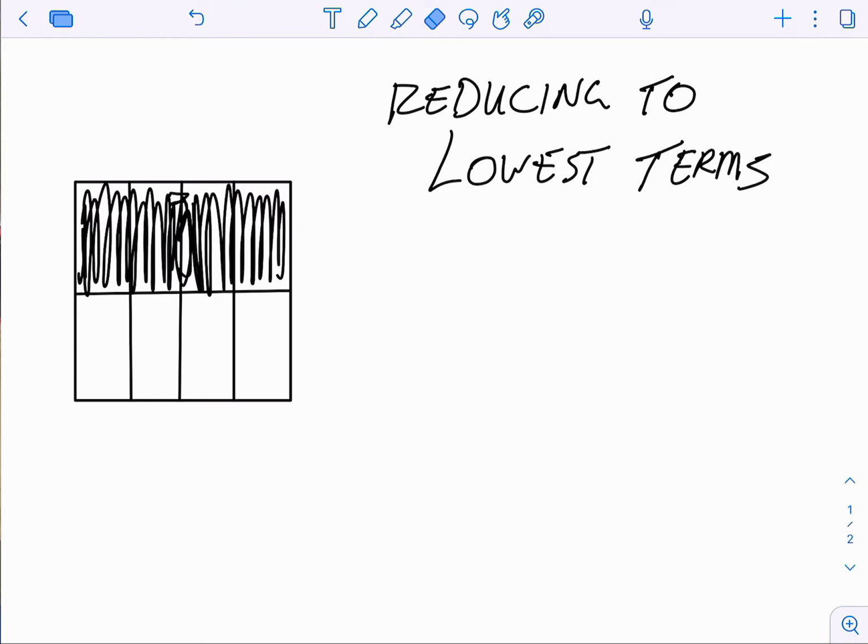For example, a visual here on the side: this fraction has 8 possible spots to make a whole, and we have 4. To reduce this, the factors for 4 are 1, 2, 4, and for 8 are 1, 2, 4, and 8. The greatest common factor there is 4, so we're going to divide each by 4. So once again, we're going to get a half.